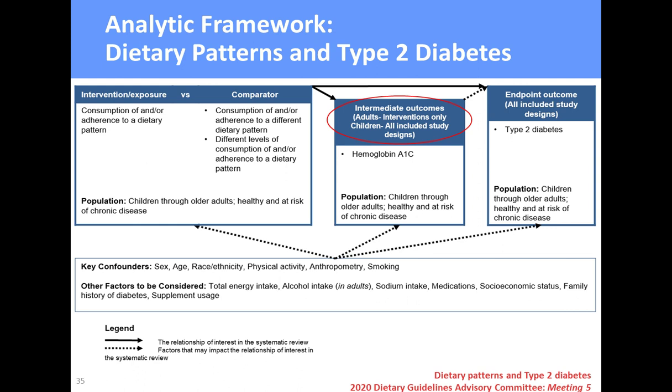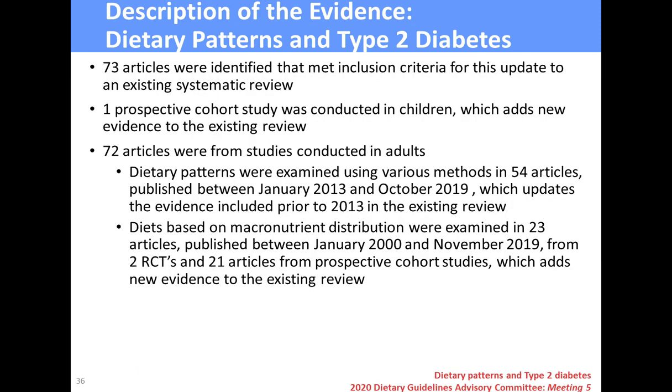In addition to the streamlined inclusion-exclusion criteria, intermediate outcomes were included only in intervention studies in adults or all study designs in children. So next slide. And that should be description of the evidence, dietary patterns, and type 2 diabetes.